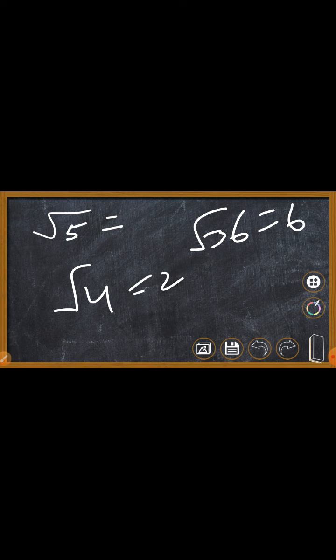Now what do I mean by sum of two perfect squares? Like root 4 is a perfect square because you get 2 from it. Root 36 is a perfect square because you get 6 from it. Root 1 is a perfect square because you get 1 from it. So this root 5, you need to express as a sum of two perfect squares. So root 5 you will write as root 4 plus root 1. Root 4 is a perfect square because it gives you 2, and root 1 is a perfect square because it gives you 1. Yes or no?